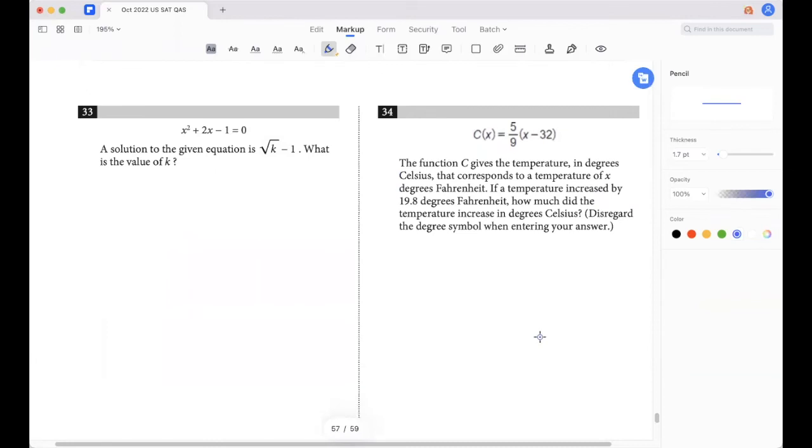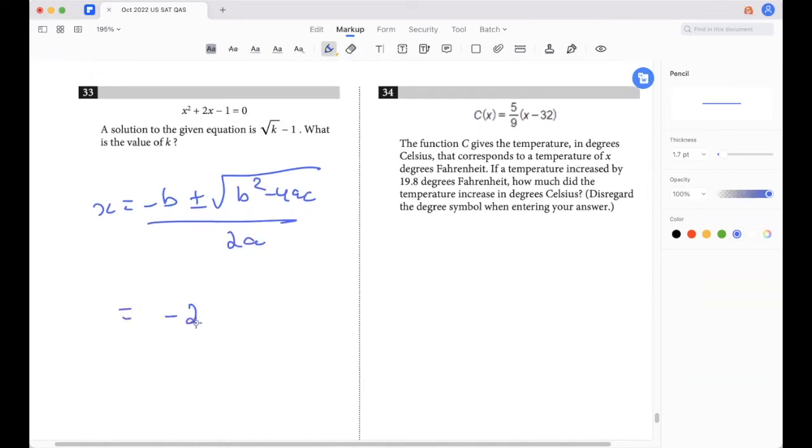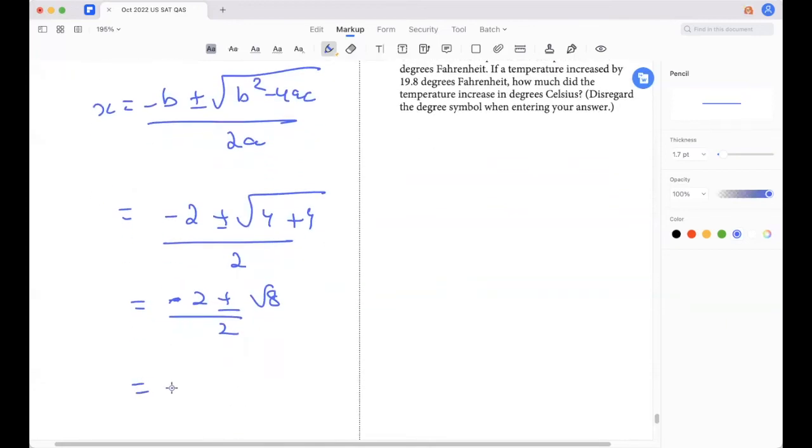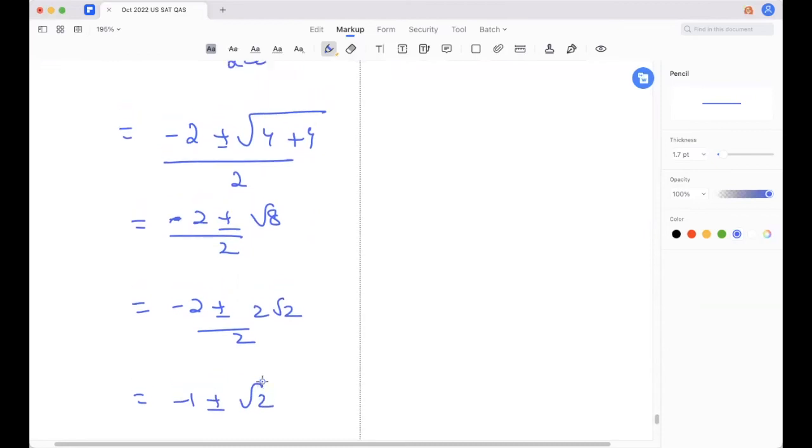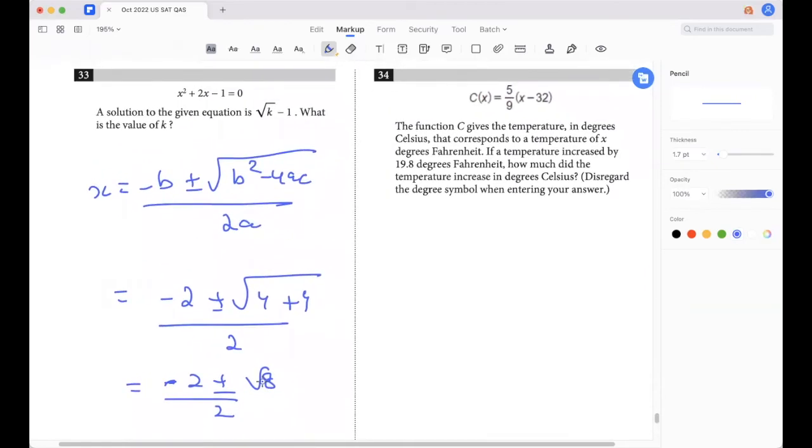A solution to the given equation is root k minus 1. What is the value of k? So x is minus b plus minus square root of b square minus 4ac divided by 2a. So that will be minus 2 plus minus square root of 4 plus 4 divided by 2. So minus 2 plus minus square root of 8 by 2. So that is minus 2 plus minus 2 root 2 by 2. So that's minus 1 plus minus root 2. So the value of k is 2.